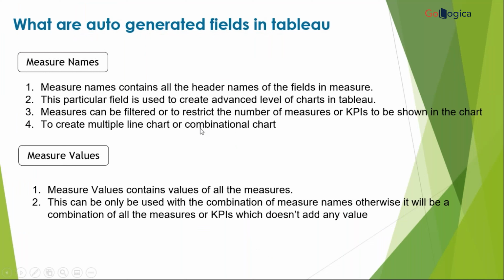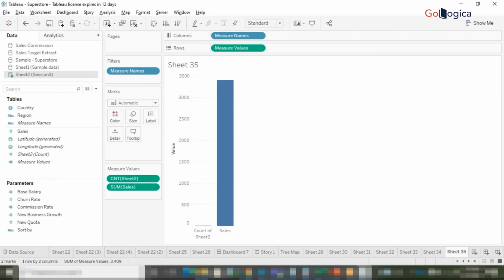Now let's see. So this particular field, measure names, is used to create advanced level charts in Tableau. And measure names can be filtered to restrict the number of measures or KPIs to be shown in the chart. So can you tell me about this KPI, key performance indicator? What is that?